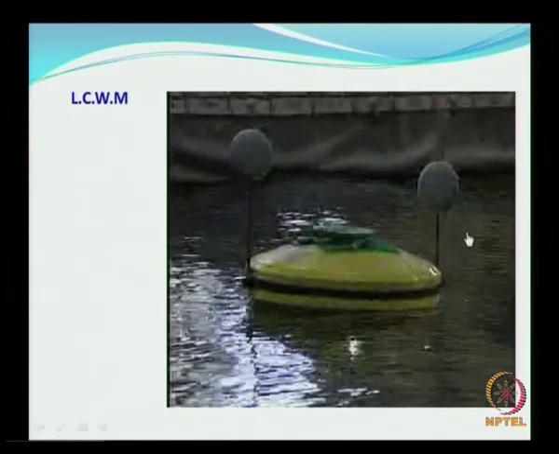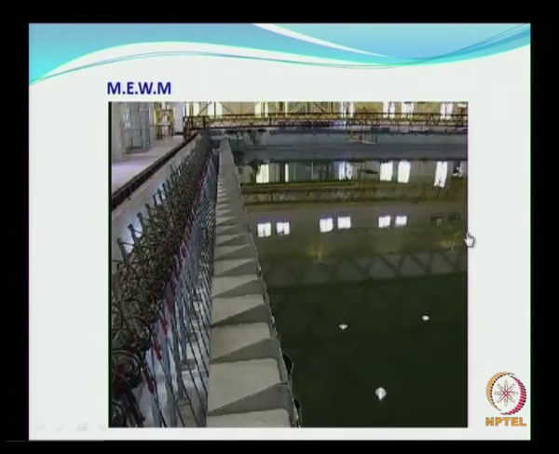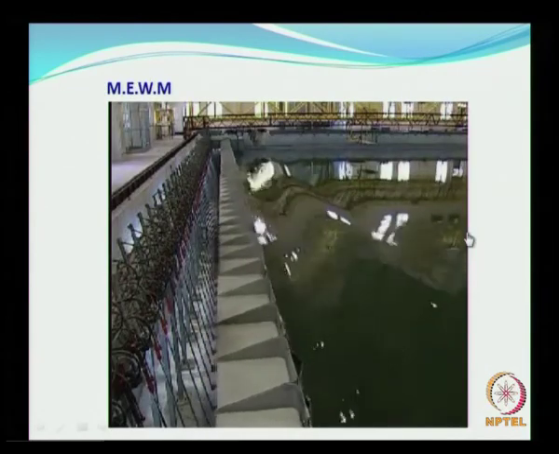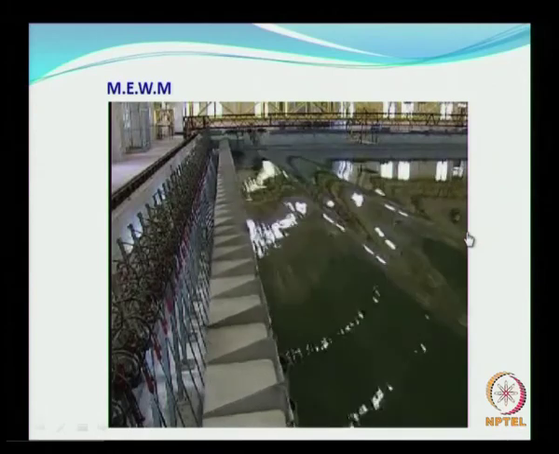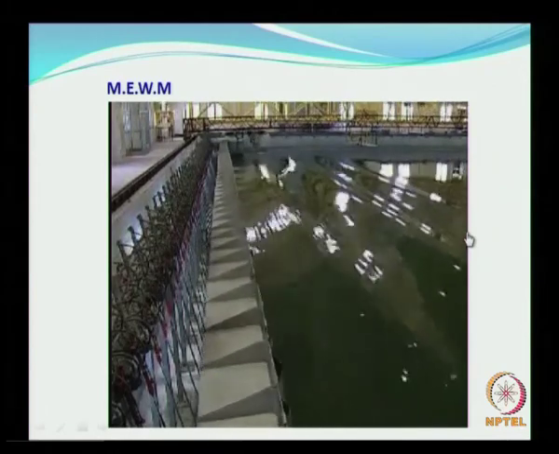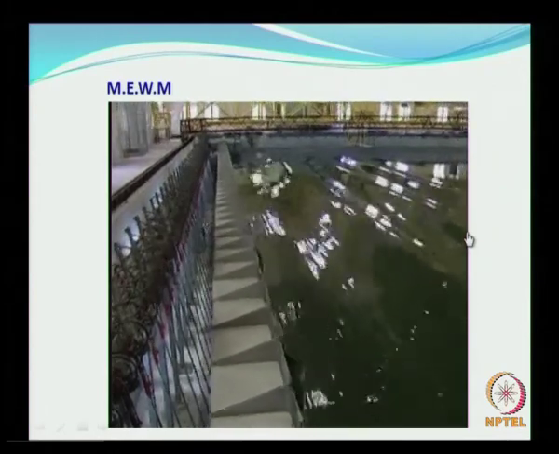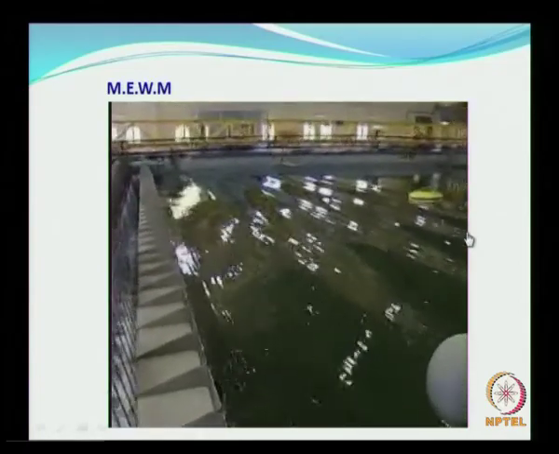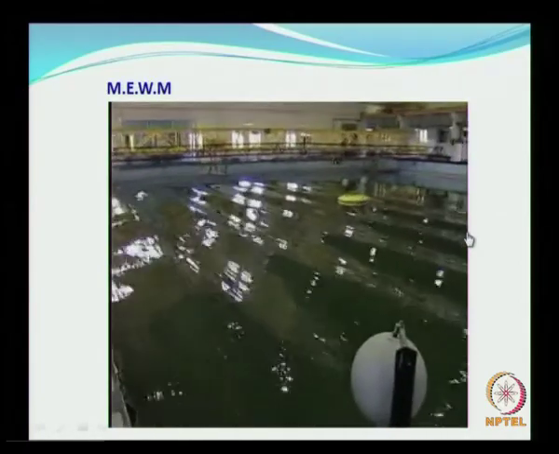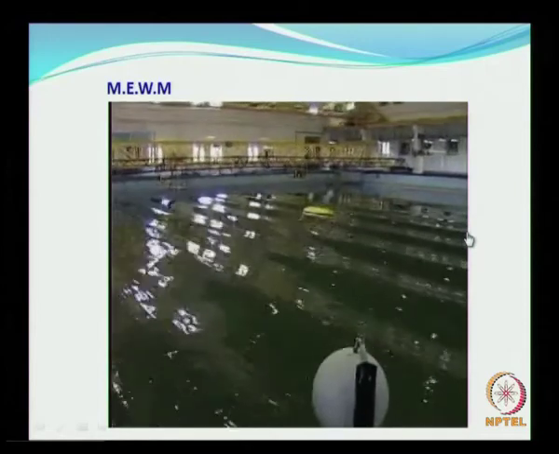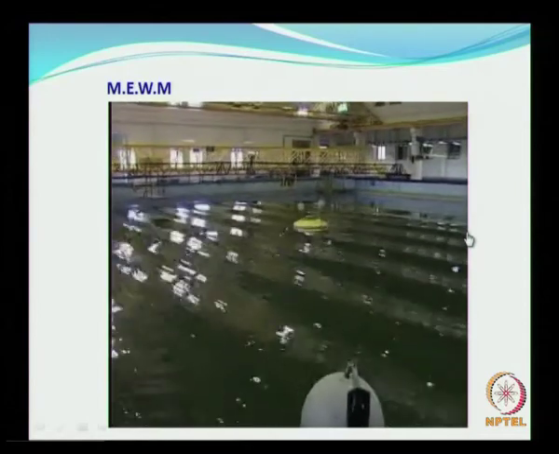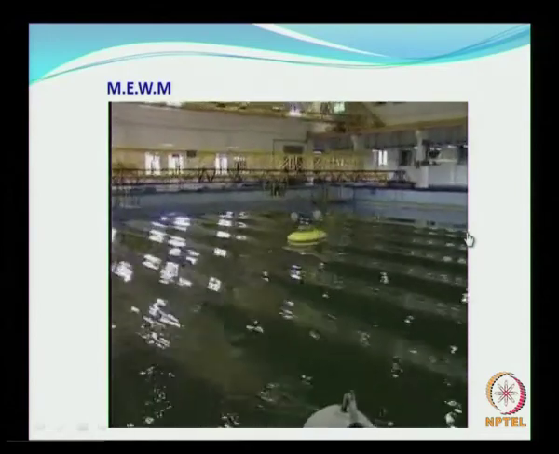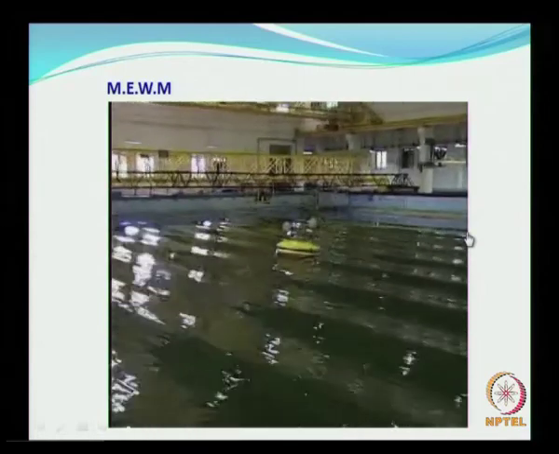And then we just move on to the multi element wave maker. So now you see that all these single units, 52 in number, are moving in unison, that is as a single piece, generating long crested waves, which is what can be generated with the long crested wave maker. It is the same model that is being tested here.